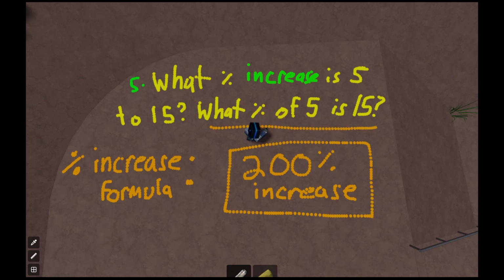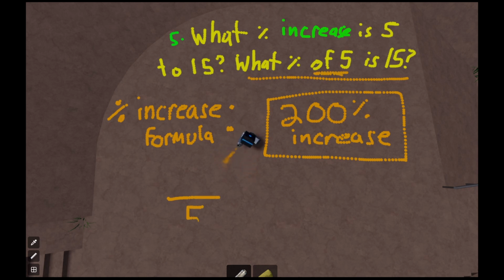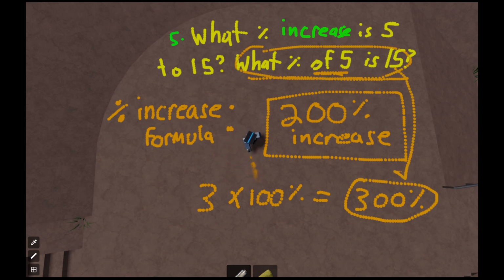Okay, what about the second part where it says what percent of 5 is 15? To do that, remember, you just simply set up a fraction where the of number, 5, goes in the denominator, and the other number goes in the numerator. Okay, 15 divided by 5 is just 3. And 3 times 100% is 300%. So this means that 15 is just 300% of 5.